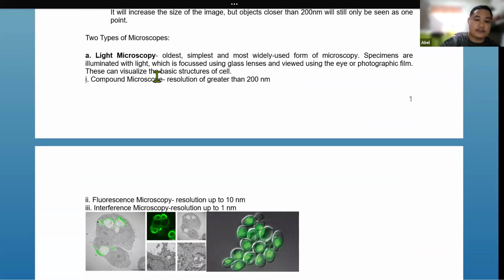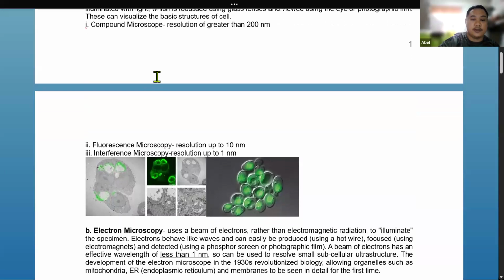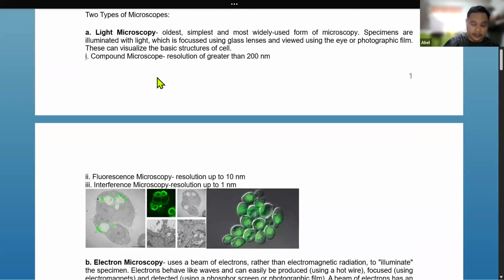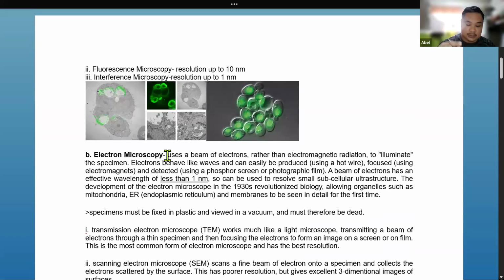There are different types of light microscopy because again they use light. Aside from the compound microscope, we have fluorescence microscopy and we also have interference microscopy. For the compound microscope that we are using in our school, the resolution must be greater than 200 nanometers. If it is lower than 200 nanometers, it will be difficult for us to visualize the object. Here is a sample of fluorescence microscopy, and this one is interference microscopy.